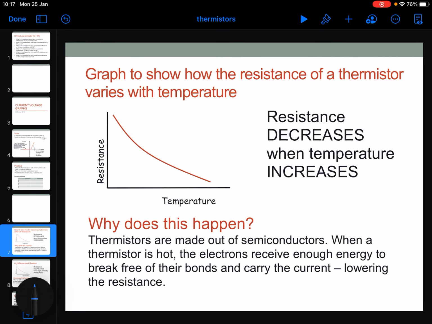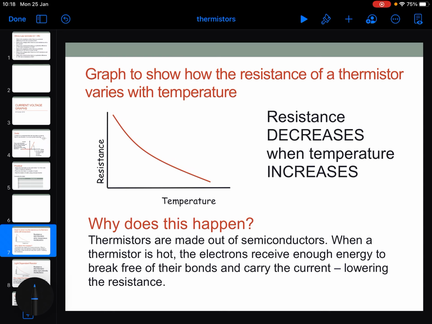So here we go. Graph to show how the resistance of a thermistor varies with temperature. Resistance decreases when temperature increases. Now, that's a headline, really. However, you can see it's not a straight line. So it's not like that.